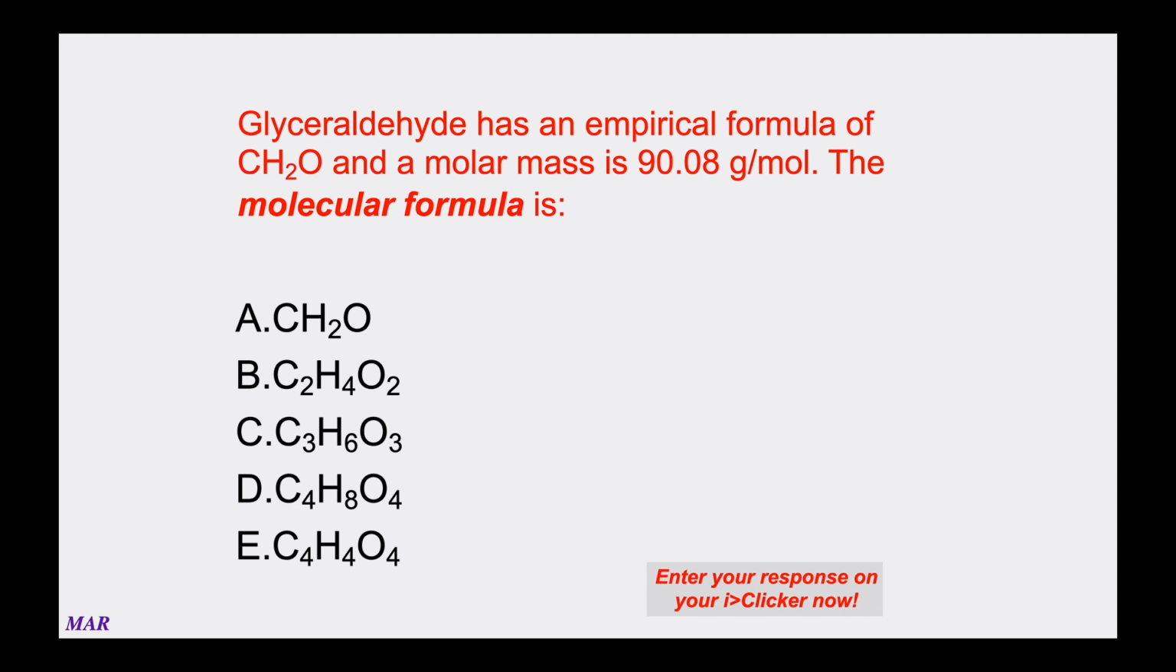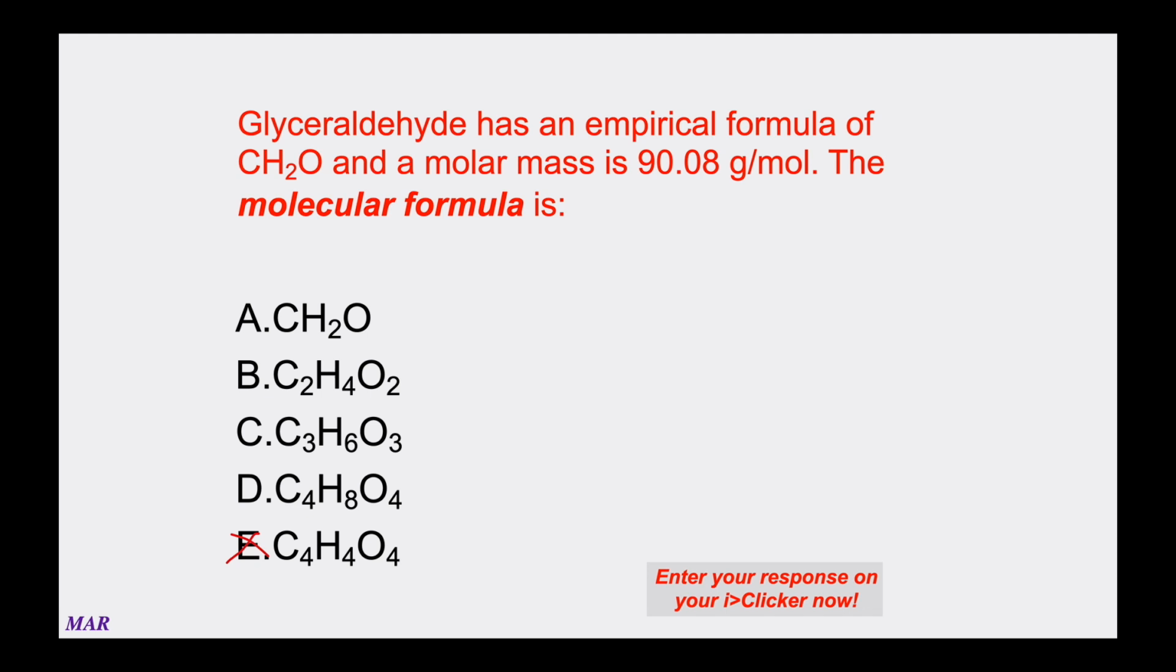That would be C2H4O2, so that would be fine. Answer C is CH2O, the empirical formula, multiplied by 3. Answer D is CH2O, the empirical formula, multiplied by 4. But there's no way that this answer will be E, because E is not CH2O multiplied by some whole number.